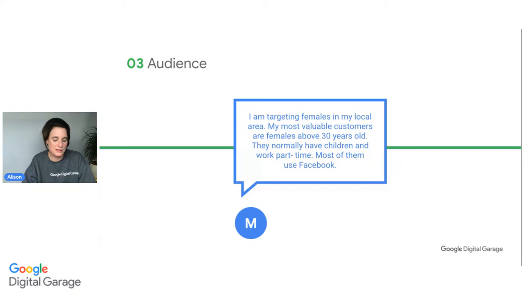be useful to Max. So do this for your own business. Who is your audience? Who do you want to appeal to? What's their situation like? Where are they hanging out online? In this case, Max's audience are using Facebook.